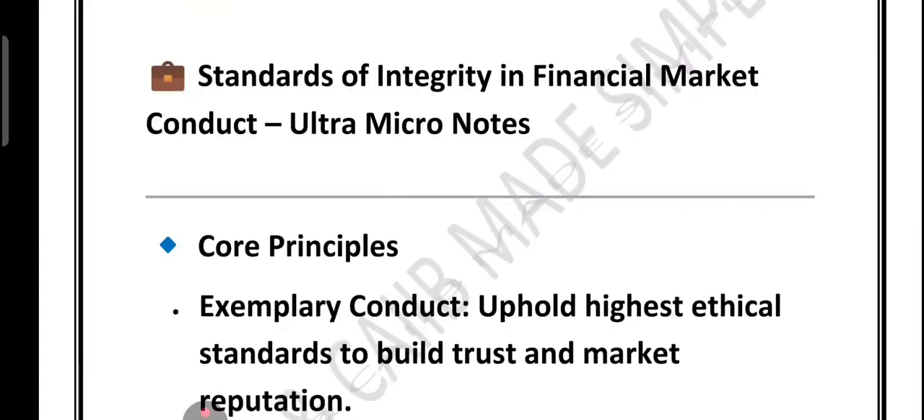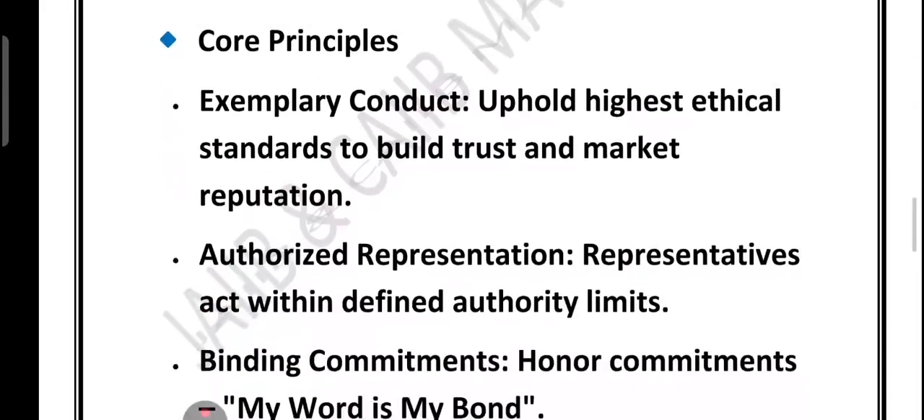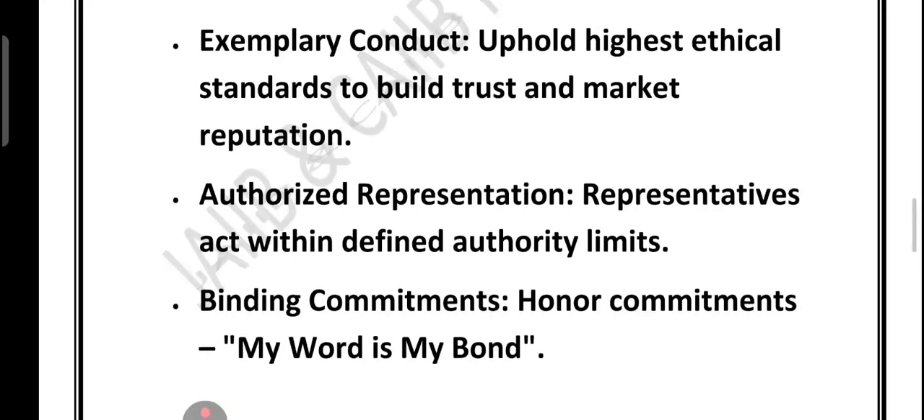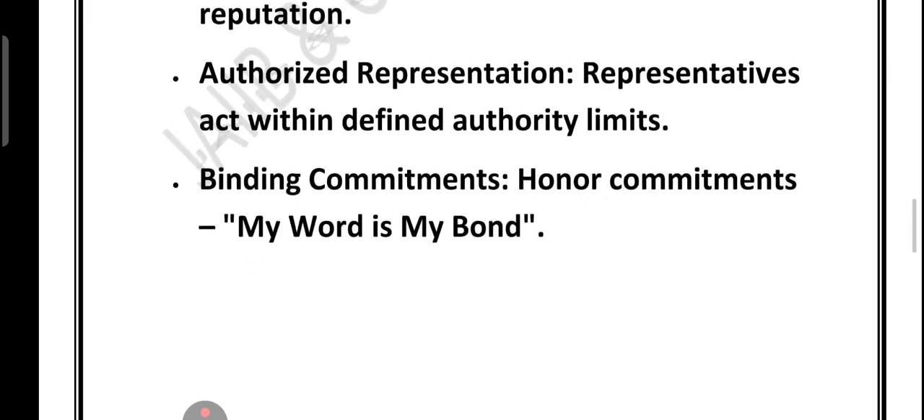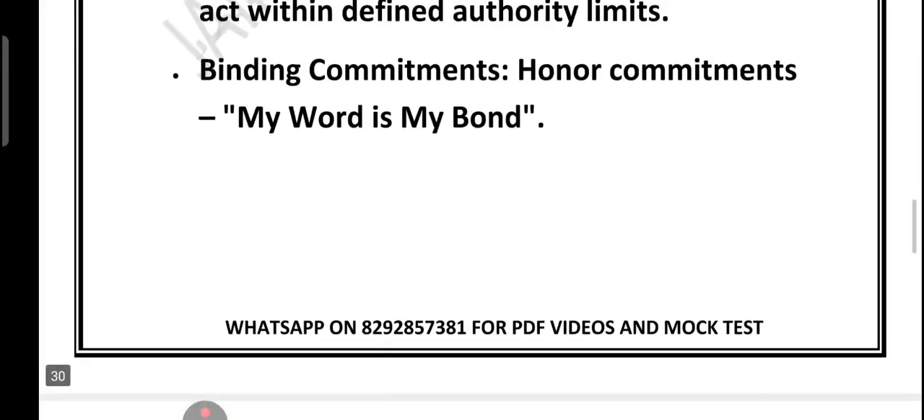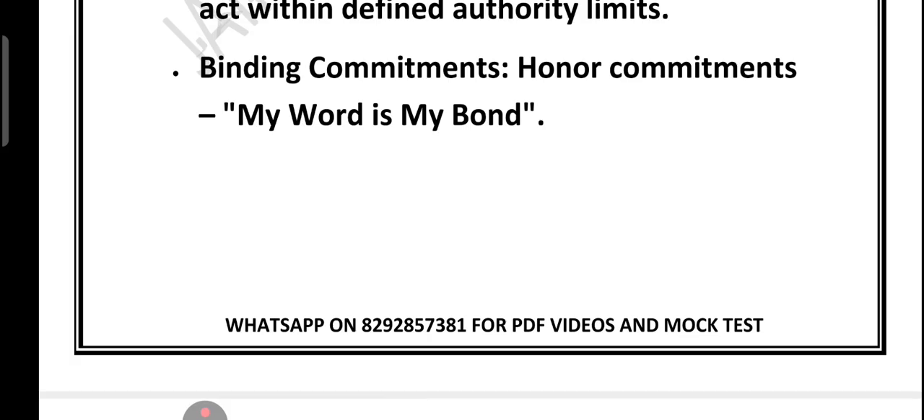Now let's shift our focus to the standards of integrity in the financial market conduct, which is a key guide to build trust and efficiency in the financial market. Starting with the core principles, the first one is exemplary conduct, which means market participants must uphold the highest ethical standards, ensuring trust and a strong market reputation. Second is the authorized representation. Every representative should act within their defined limit of authority. No overstepping. Binding commitment. Commitments are sacred. Remember the principle, my word is my bond.